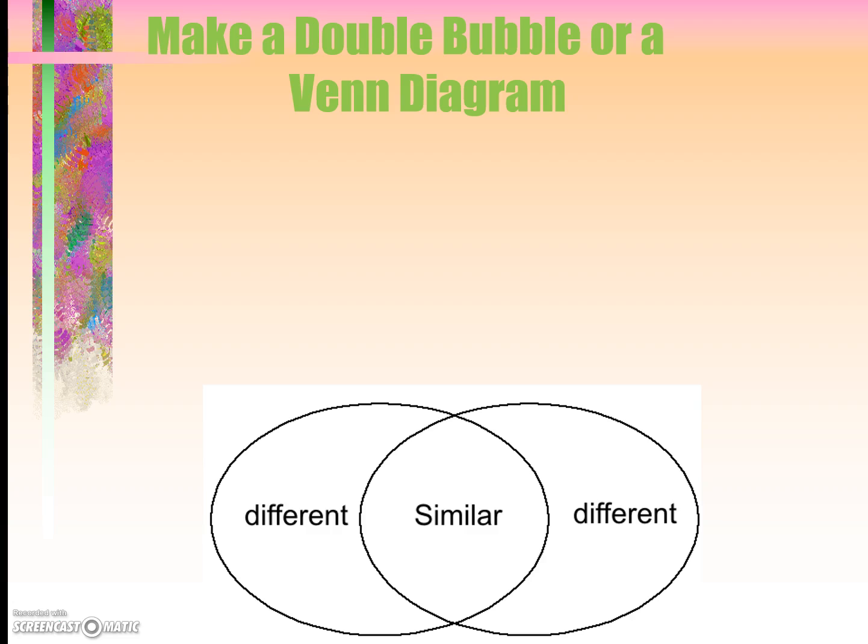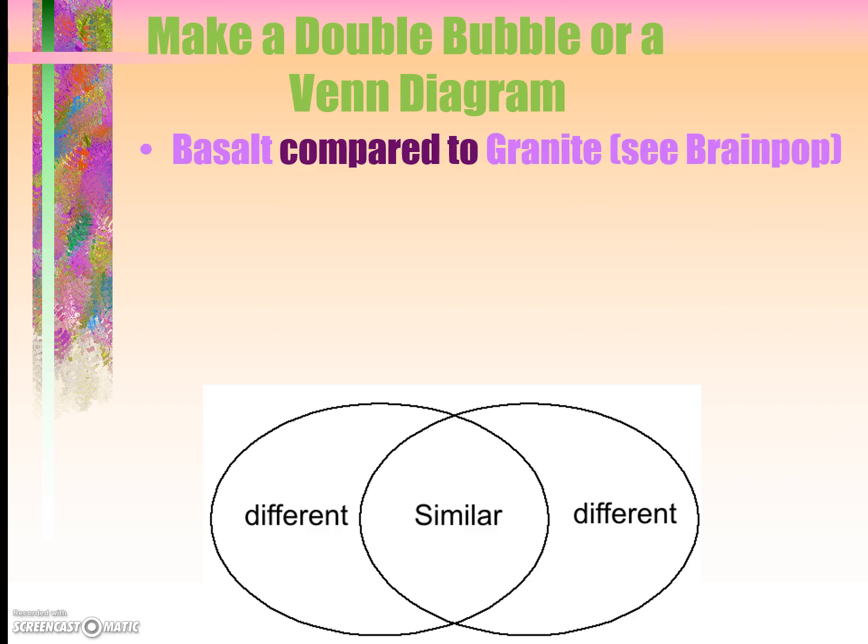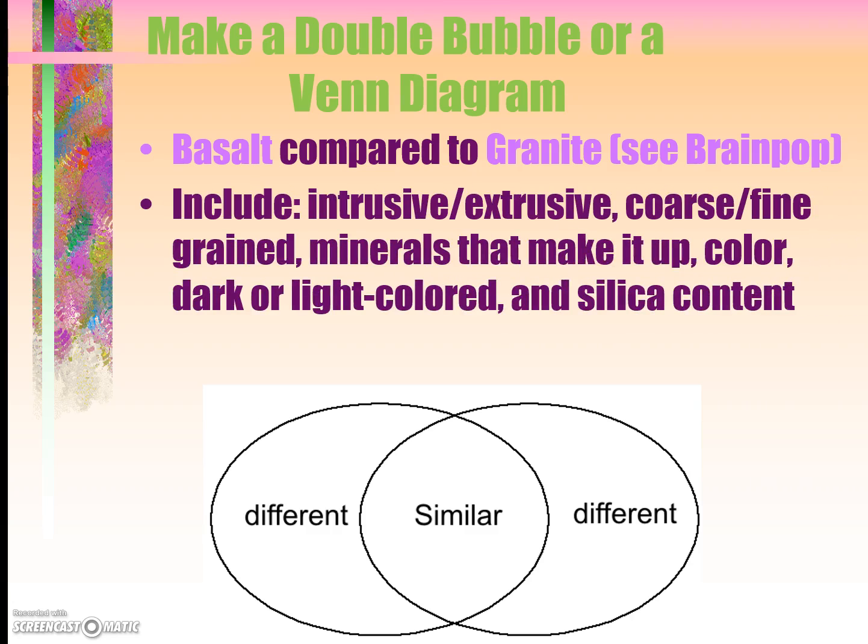You can make a double bubble or a Venn diagram on the back of your sheet if you have room, or on the front, about basalt and granite. Okay, if you need to see those BrainPOPs, you can search online with the username ecob and the password ecob, so that way you can see the differences between the two.